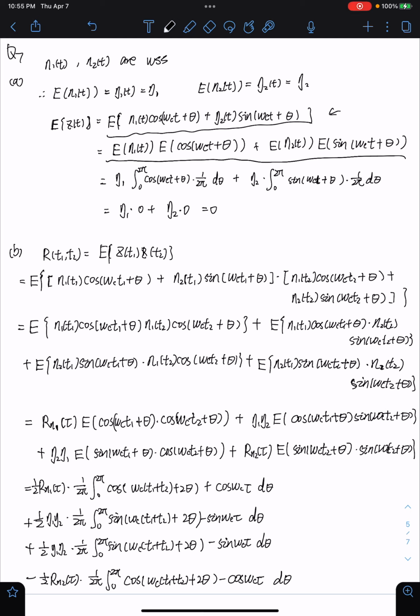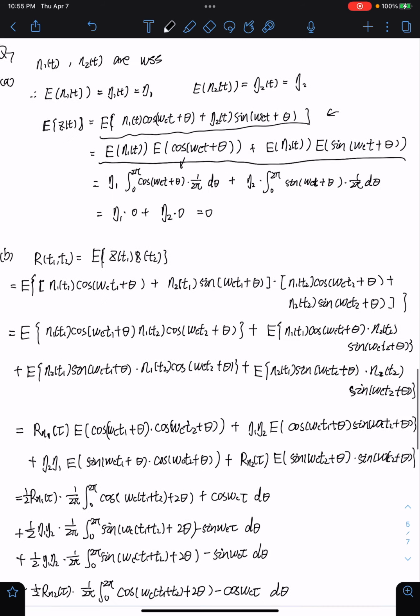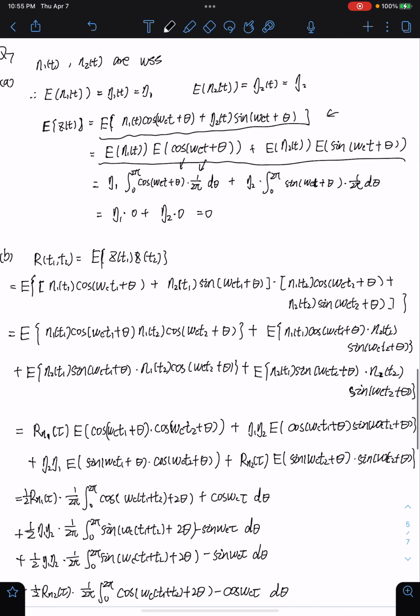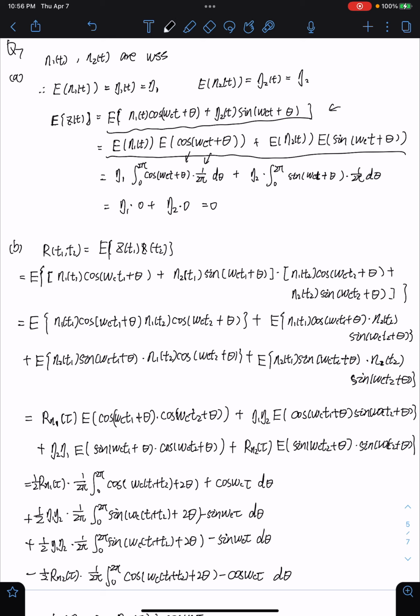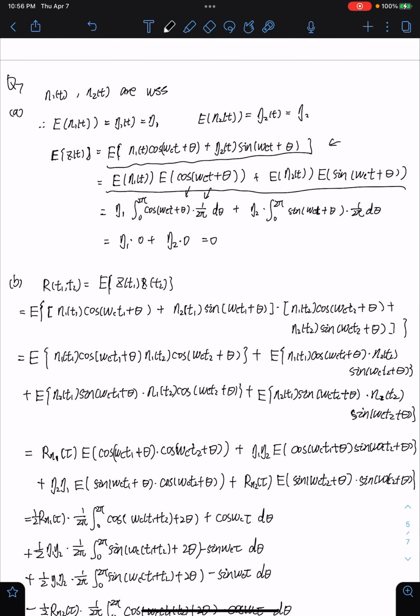In order to solve the expectation of cosine, we need to do an integral. The upper bound of the integral is 2 pi, and the lower bound is 0, because theta is a random variable ranging from 0 to 2 pi. And it is also uniformly distributed, so the probability density function should be 1 over 2 pi. Then we can solve the integral. Since the cosine function has a period of 2 pi, the integral over one period should be 0. Finally, we get the expectation of Z(t) equals 0.